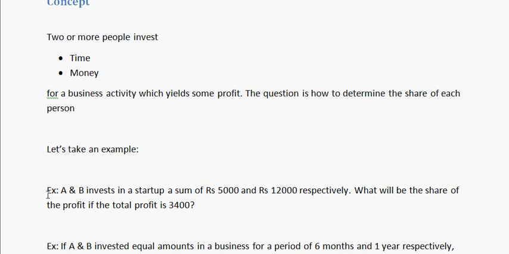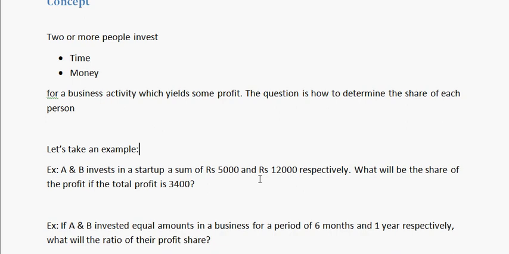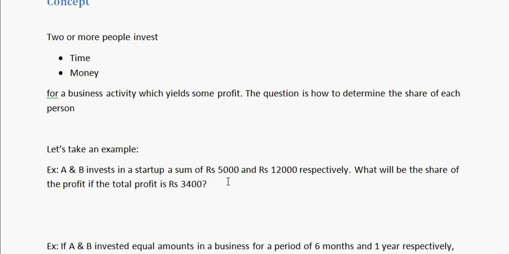So first example says A and B invest a sum of 5,000 and 12,000 respectively. What will be the share of their profits if the total profit is 3,400, right? So it's rupees 3,400. Now when they invest the money in certain ratio, which is in this case 5:12, the profit would be shared in that ratio only, right? So the ratio of investment is 5:12. So the ratio of the profit would also be 5:12.